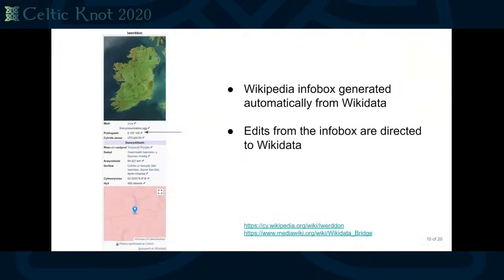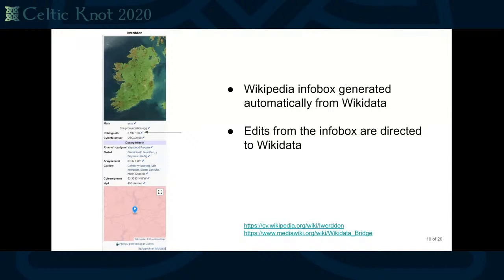This is an example of a Wikipedia Infobox generated automatically from Wikidata. So Infoboxes summarize the most important facts relating to a particular entity. So for many articles in your language that have no Infoboxes, or Infoboxes with only minimal information, Wikidata allows you to take advantage of all the statements it knows about that particular entity.